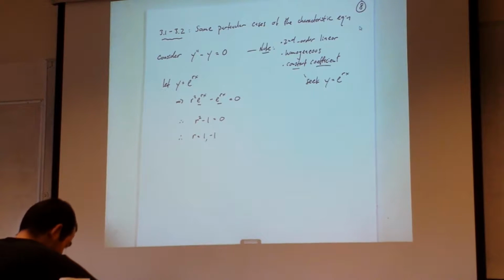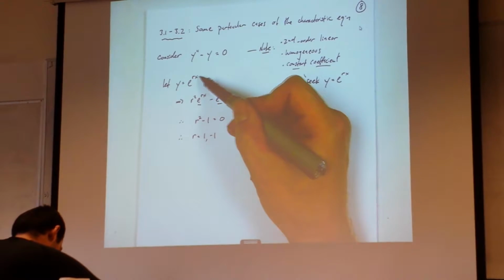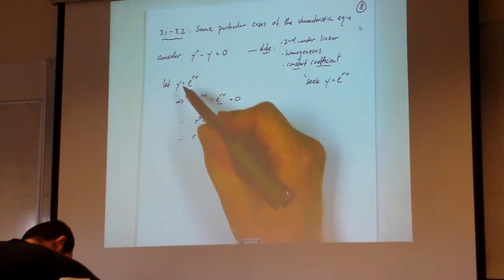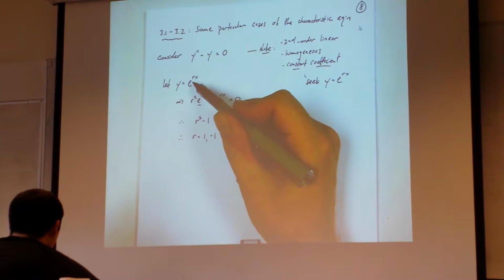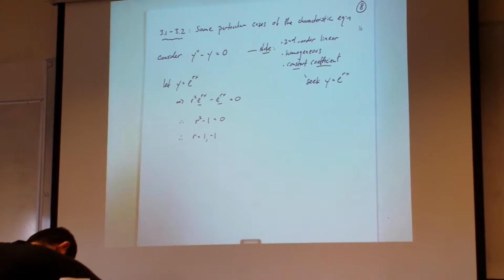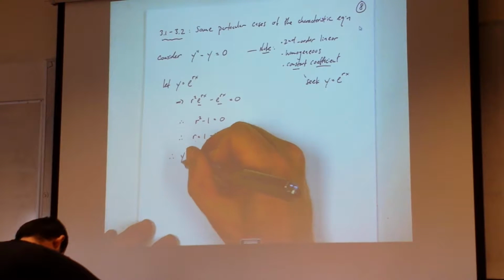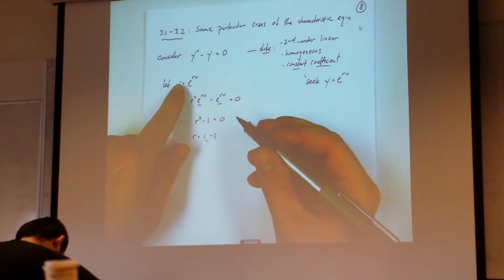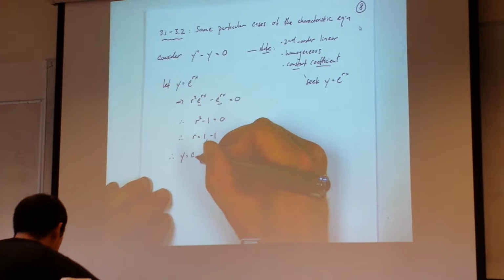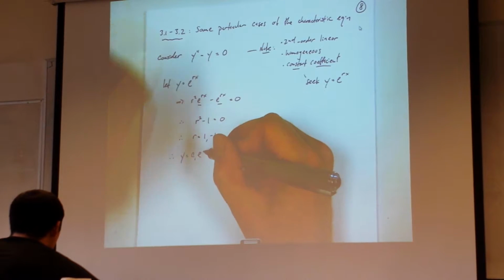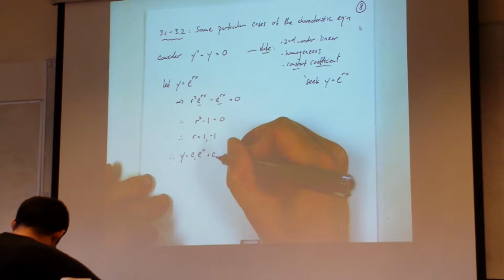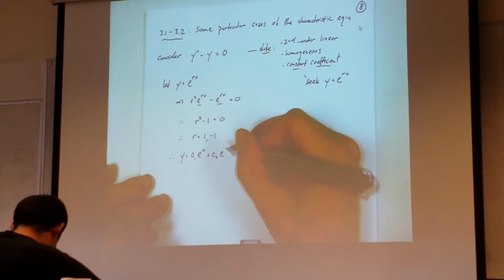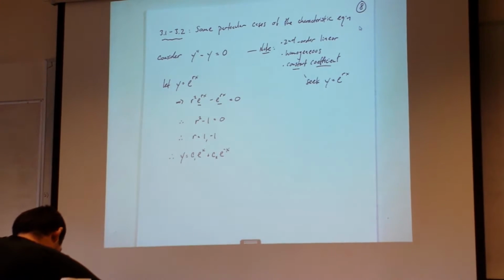Okay. So we would know that y equals e to the 1x would be a solution, as would be y equals e to the negative 1x. They are linearly independent, you can check. But regardless, any linear combination of them will also be a solution. So c1 e to the 1x plus c2 e to the negative 1x would be a solution.